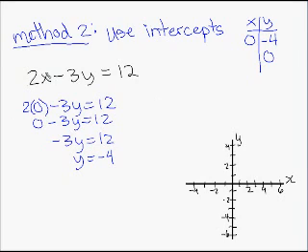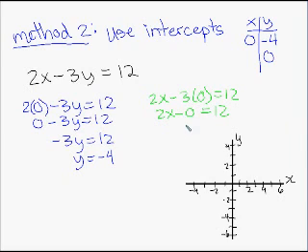Now you can also do the same thing with substituting 0 for y. So if we had 2x minus 3 times 0 equals 12, that's really just 2x minus 0 equals 12, because anything times 0 is 0. If you subtract 0, it doesn't change the value, so 2x equals 12. And if you divide by 2 on both sides, you get x equals 6, which means that this point right here, (6, 0), is the x-intercept.